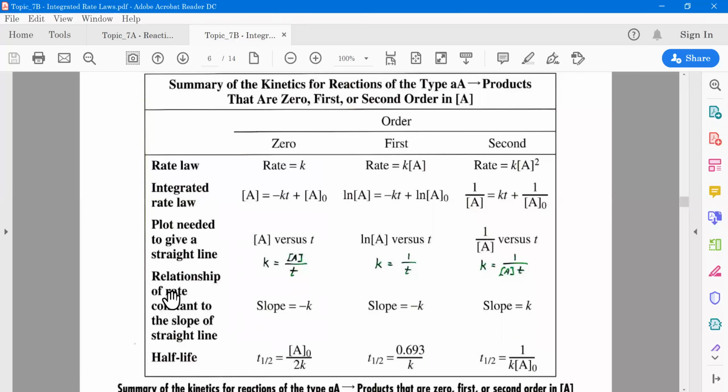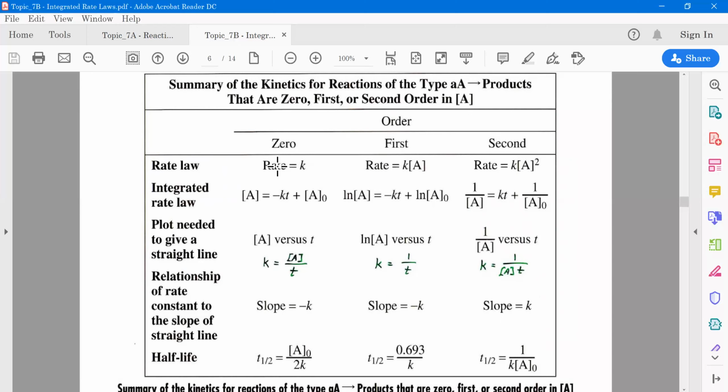There are several things listed here that are observed for different reaction orders of 0, first, and second order. As we saw, the rate law for a 0 order reaction is simply the rate equals k. It doesn't depend on the concentration at all. Don't confuse that with the concentration of A as a function of time.